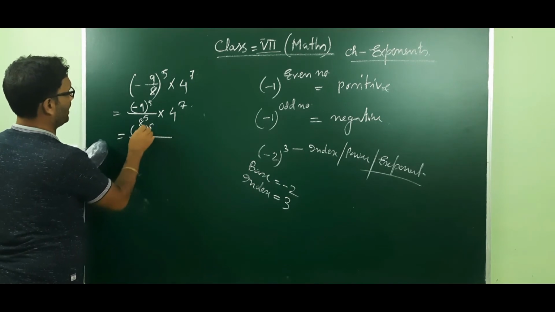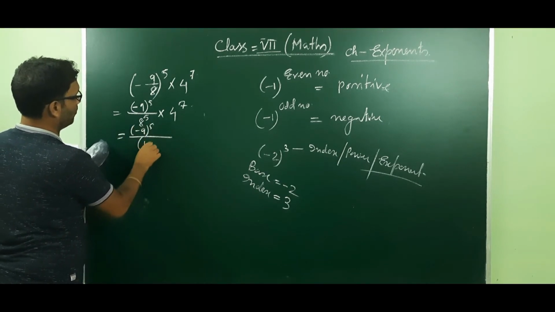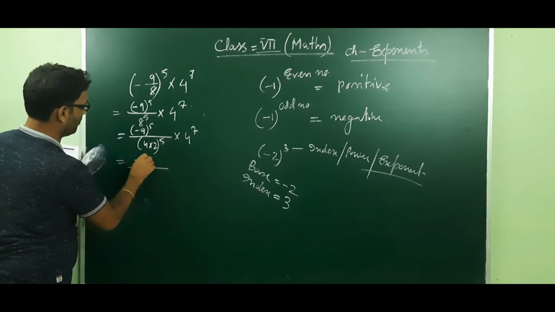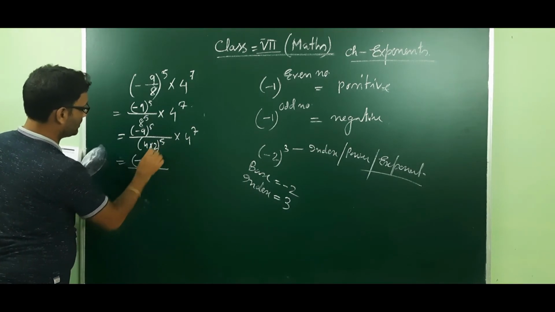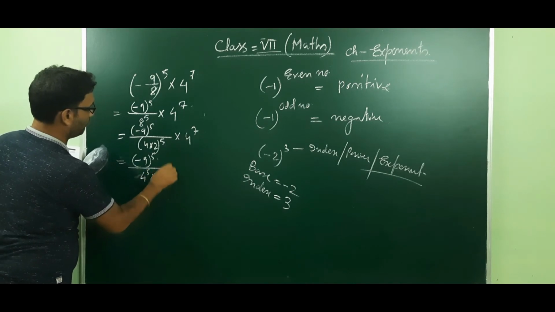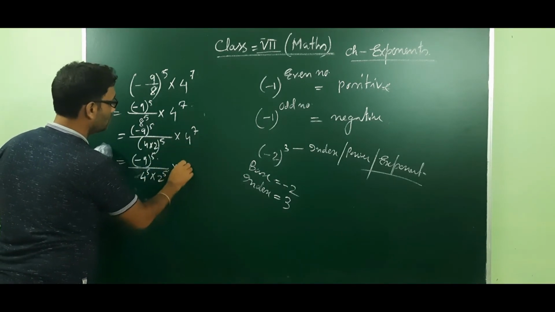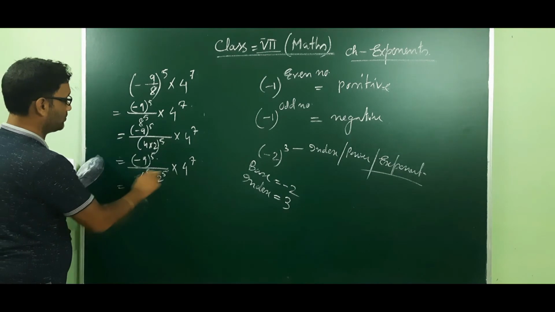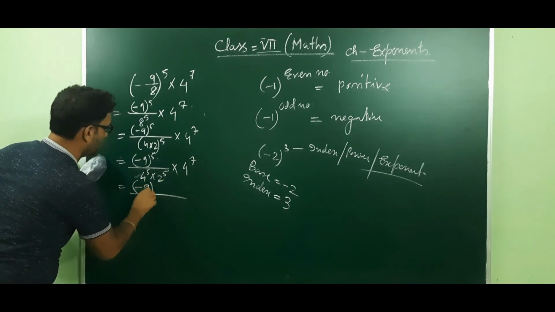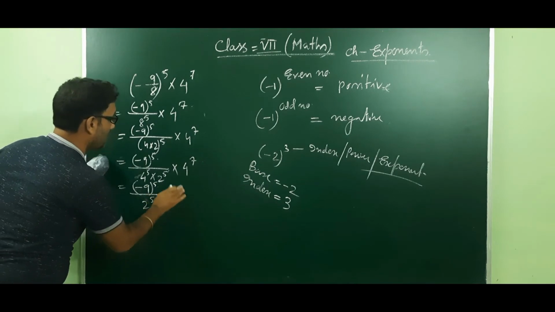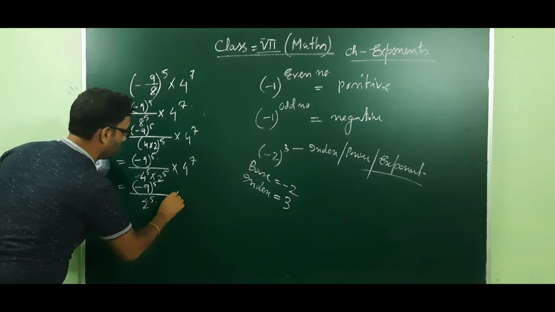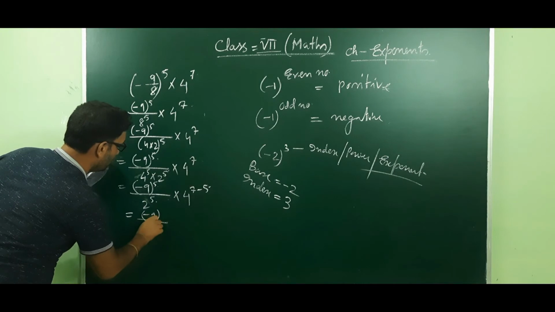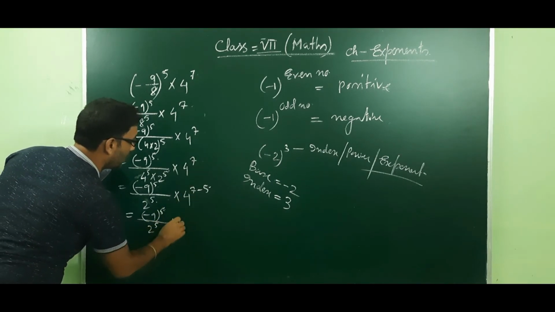Now, minus 9 to the power 5 and 8, you can write as 4 into 2, to the power 5, into 4 to the power 7. Next, minus 9 to the power 5, you can write 4 to the power 5 into 2 to the power 5, then into 4 to the power 7. Now here 4 to the power 7 and here 4 to the power 5. So these two we write on one side, minus 9 to the power 5 and 2 to the power 5. And if you bring this one here, that means divide. So you can write 4 to the power 7 minus 5, and minus 9 to the power 5 and 2 to the power 5.